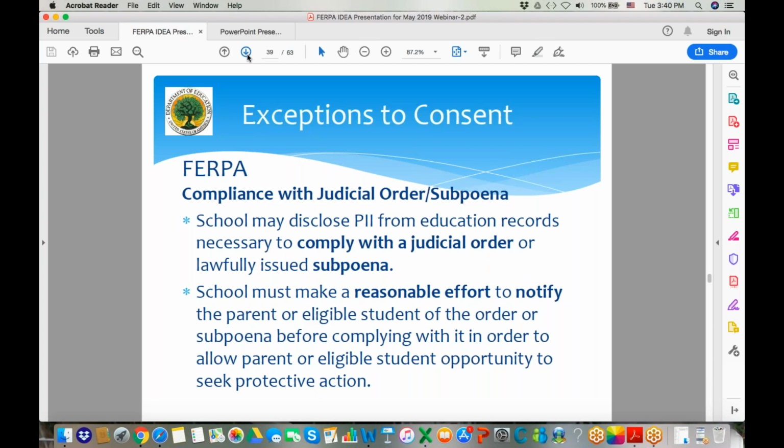So let's take a look at compliance with judicial orders and subpoenas. And this kind of makes sense. A lot of times, that may be a case where a student is involved in some legal proceedings. It could be a lawsuit, but once the school is presented with a judicial order or lawfully issued subpoena, they have to act on it. And under FERPA, they can make that disclosure consistent with the judicial order or subpoena without parental consent. There is a stipulation in that the school must still make a reasonable attempt to at least notify the parent or eligible student that the order or subpoena is received.